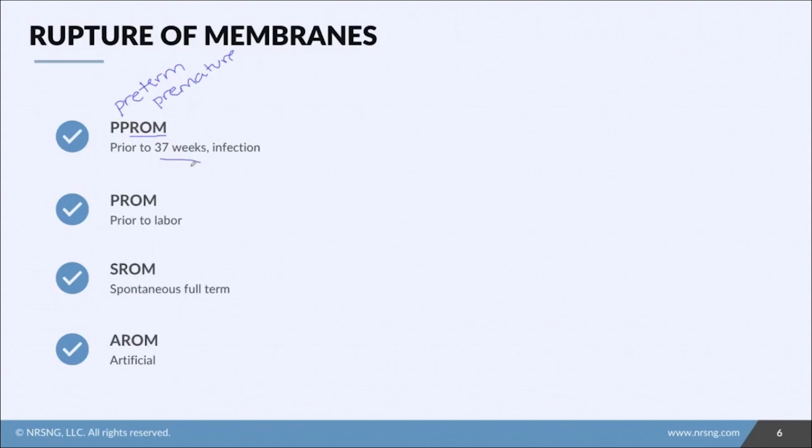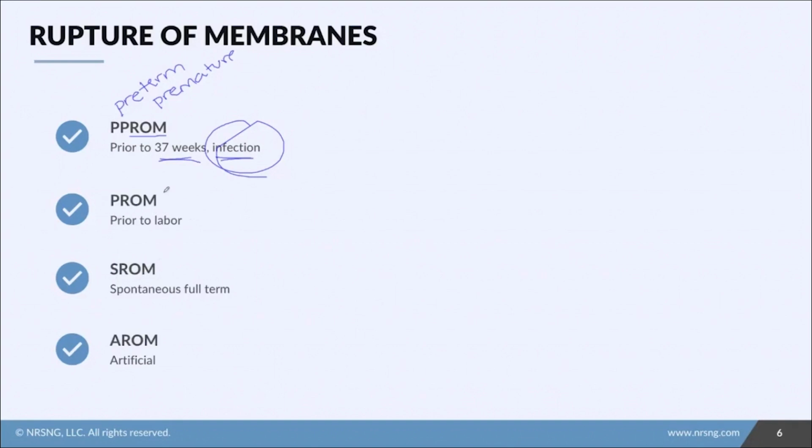Prior to 37 weeks, these patients are at a huge risk for infection. Anybody that ruptures is at risk for infection because we've lost that barrier. That amniotic sac was our barrier from keeping those bugs and bacteria and germs out. But now that it's gone, they're at risk. These women, because they've ruptured early, their labor is going to take longer. So they're at an even more increased risk of infection.